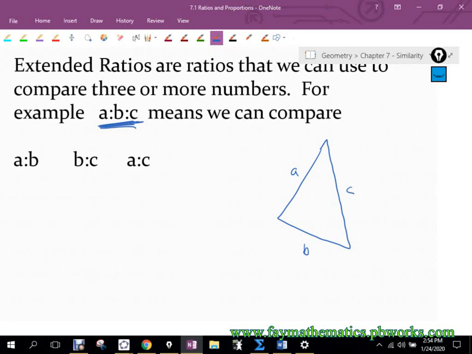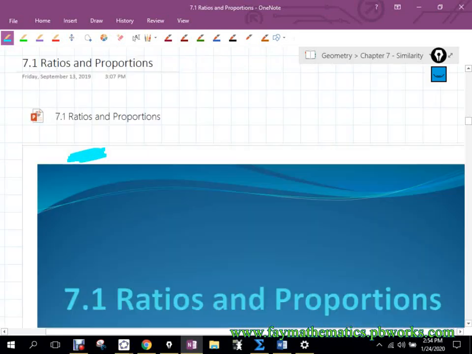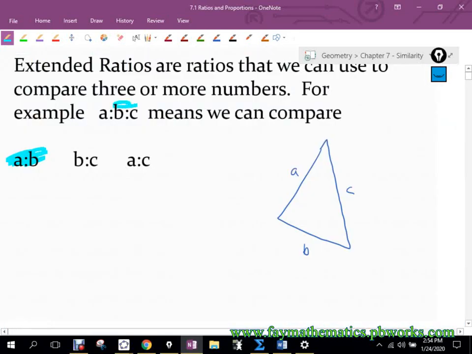But basically all it says is that you can take A and compare it to B. So the first 2 things, you compare those together. Obviously, we get that one, right? We can take B and compare it to C. Sorry. B compared to C. And then the last one will be A compared to C. And we get those 3 ratios.